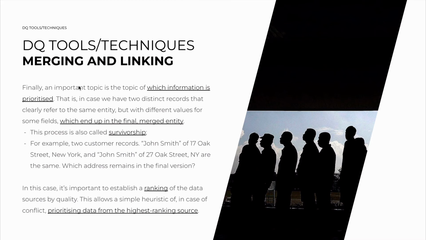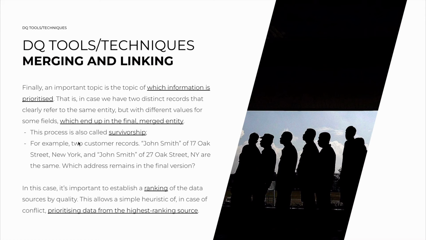And finally, an important topic here is the topic of which information is prioritized. That is, in the specific case where you have two distinct records that are clearly about the same entity, but with different values for some fields, for example, two different addresses, which one ends up in the final merged entity? For example, you have two different records for the same product. They have the same code, same original factory, same department. They're the same, but one says the initial production year was 2018, and the other states it was 2019. Now what? Which makes it to the final merged record? This process is called survivorship. That is, which data survive the merging.